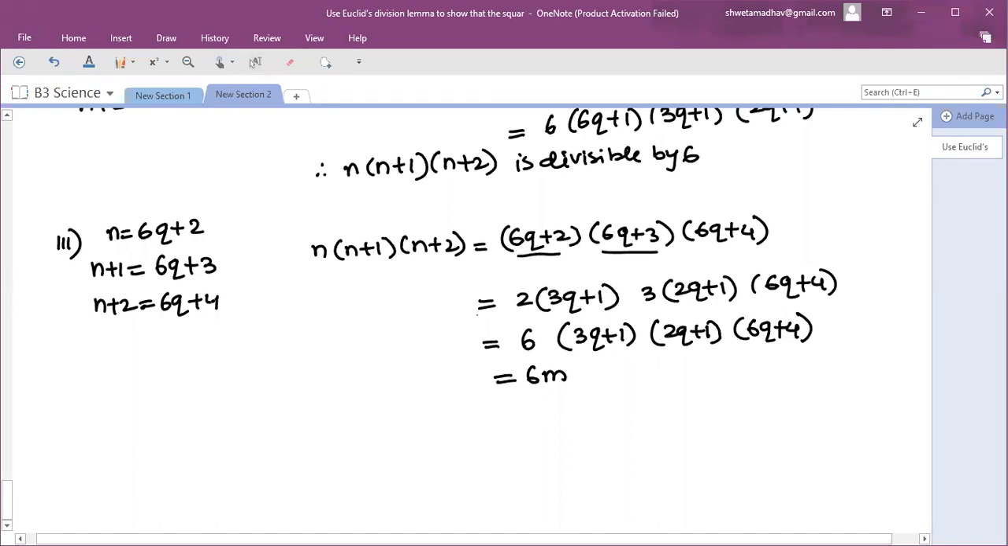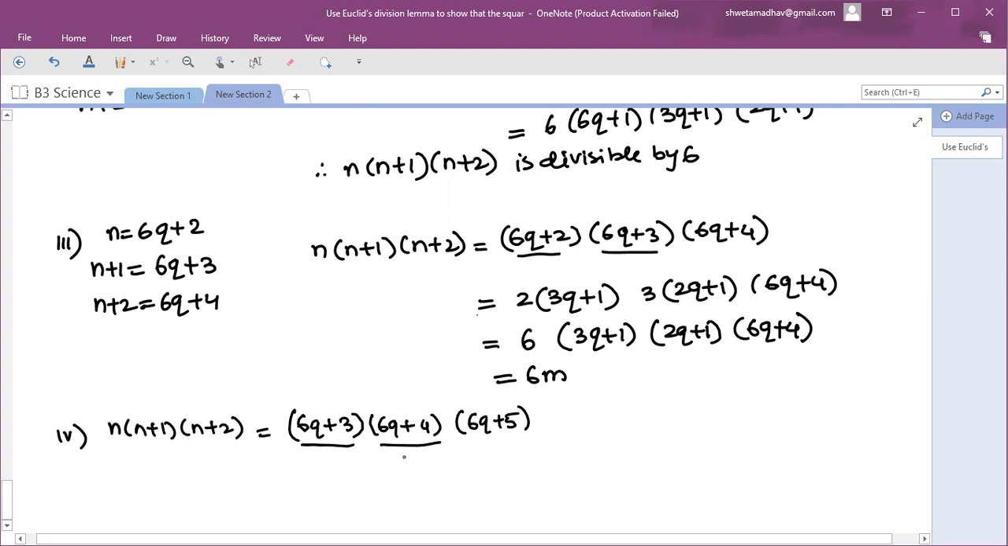Have you completed the fourth one? Fourth one will be? Ma'am, we can interchange the numbers, right? Yeah. So it is 6q plus 3, 6q plus 4, and 6q plus 5. So from this 3 take common, and from this one take 2 common. So you will get 6 into bracket. 3 we have taken common from this, so it is 2q plus 1. From here 2 we have taken common, so it is 3q plus 2 into 6q plus 5. So it is a product of 6. Therefore, it is divisible by 6.